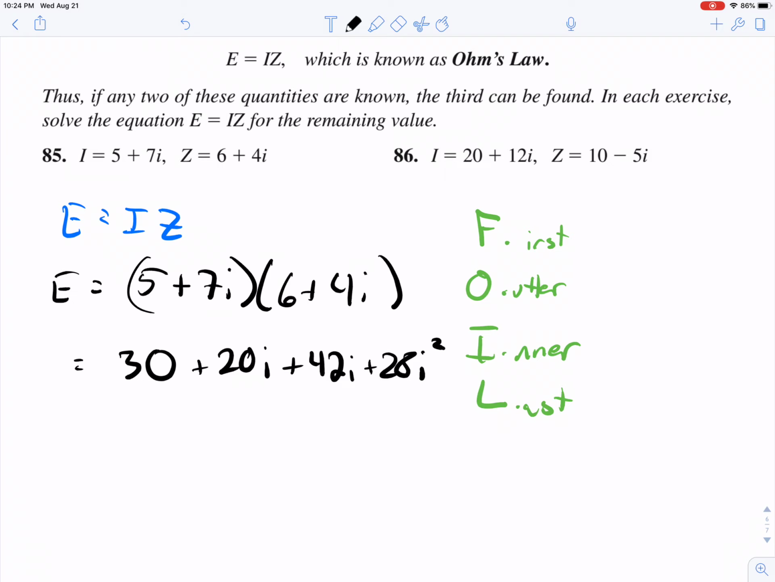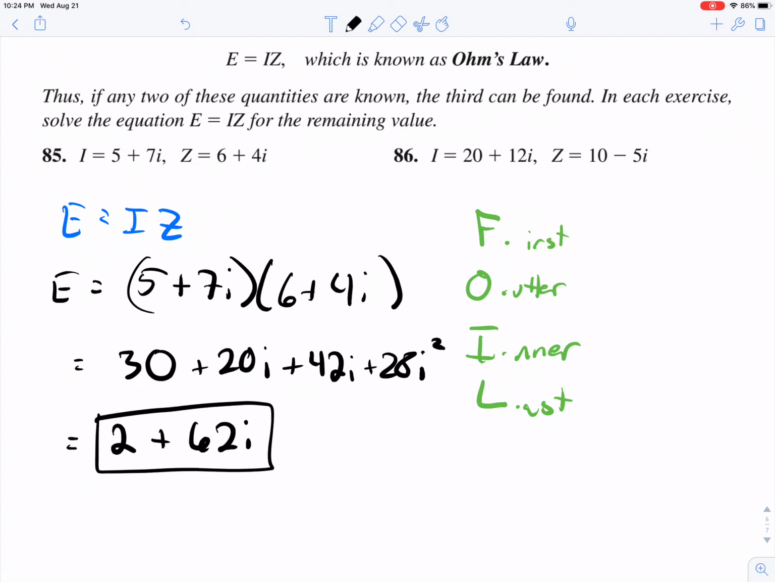Now, in class, when we introduced i, we defined it as the square root of negative 1. The whole point is that now we have something that when we square it will give us negative 1. So i squared is negative 1 by definition. So that's really a negative 28. Then 30 minus 28 ends up being 2. 20 plus 42 is 62.